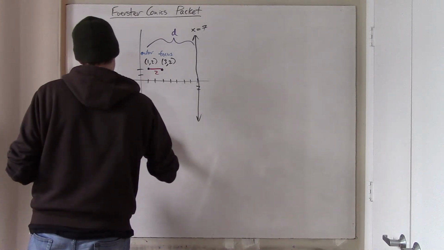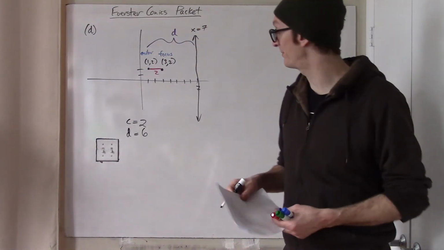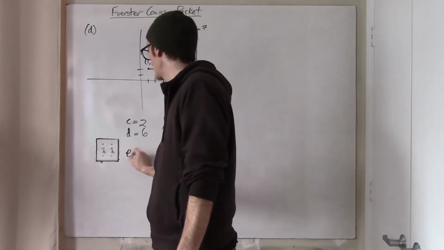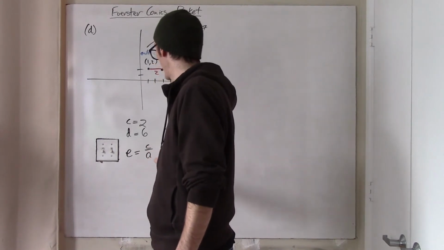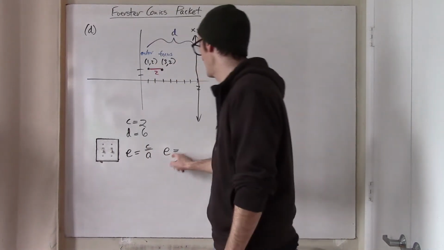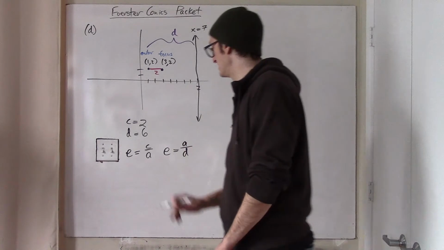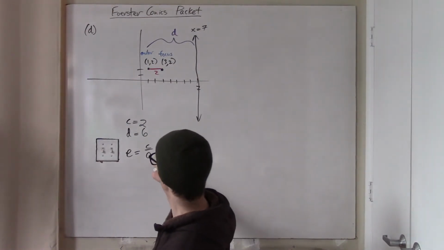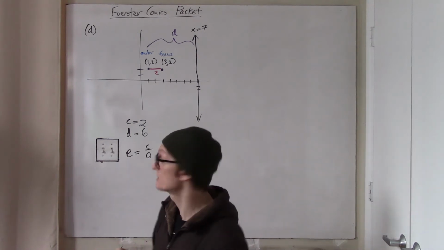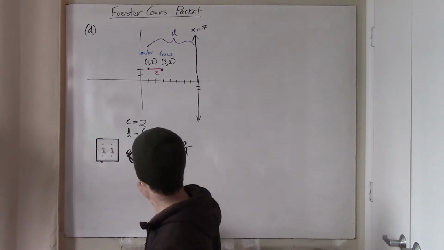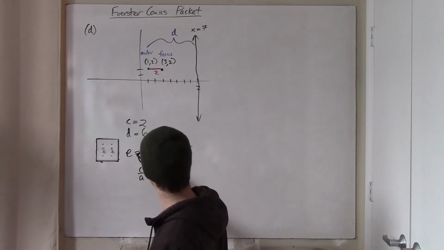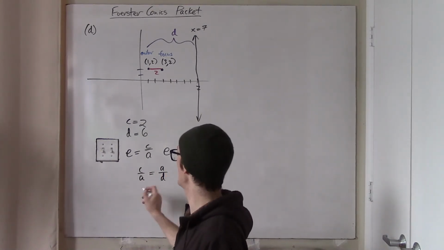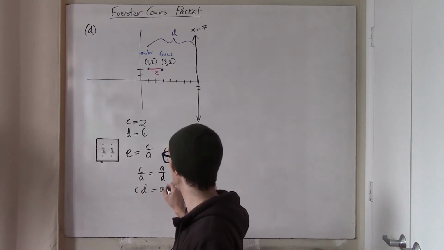And I don't know if this is the most efficient way to do this problem, but I just know some things about eccentricity. I know that eccentricity is C over A, and I also know that eccentricity is A over D. These are like the two core formulas, and because I can express the eccentricity in these two different ways, I know that C over A equals A over D. And that's how we get to this relationship that CD is A squared.